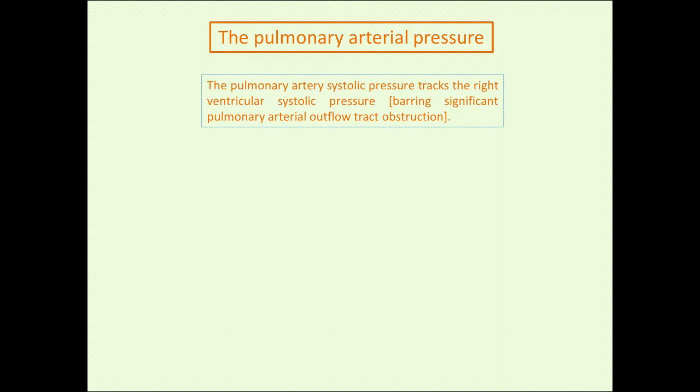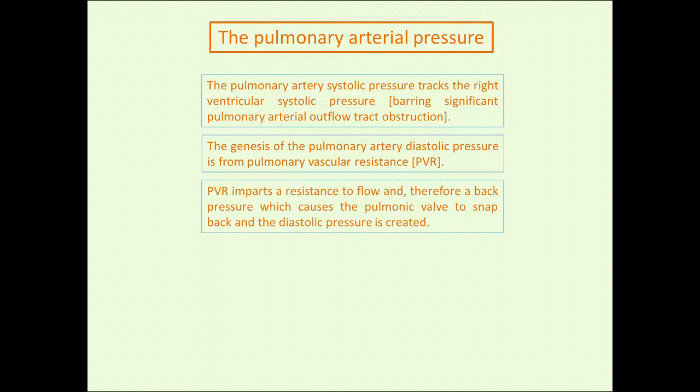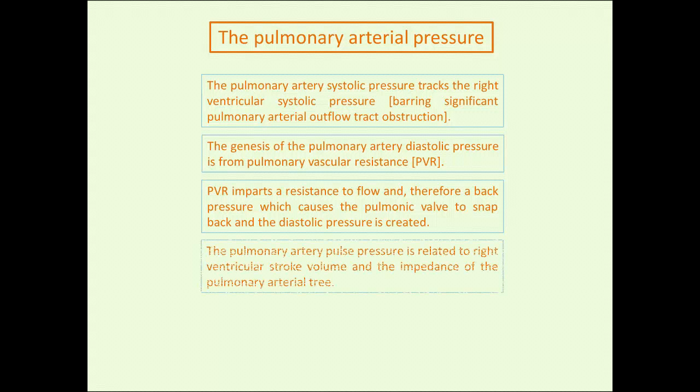Okay, pulmonary arterial pressure. As I mentioned, the systolic pressure tracks the right ventricular systolic pressure, barring any significant pulmonary arterial outflow tract obstruction. And the genesis of the pulmonary artery diastolic pressure is from the pulmonary vascular resistance. The resistance through the pulmonary vascular tree imparts this resistance to flow, and therefore a back pressure is generated, which causes the pulmonic valve to snap back, and the diastolic pressure is created.